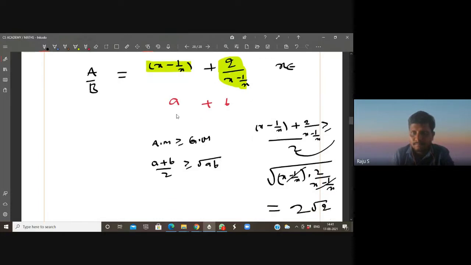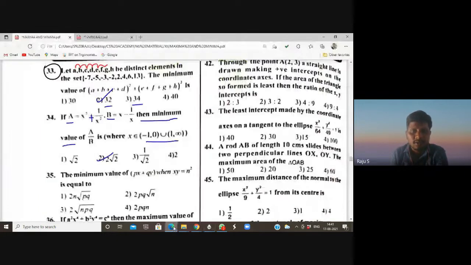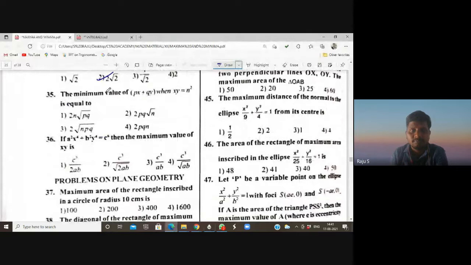Right, students? x minus 1 by x plus 2 by. So I'm taking the first one as A, the second one as B, like that. I used AM greater than or equal to GM. Students, this is the minimum value.